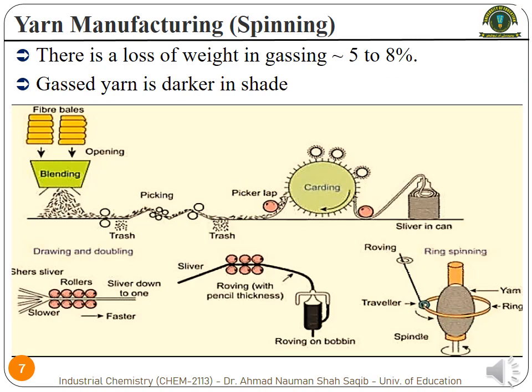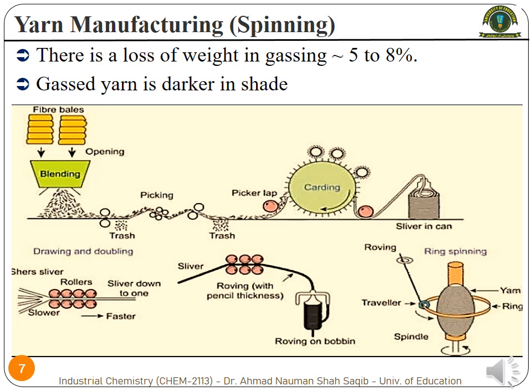Gassing process actually results in some losses of yarn. If we talk about the loss of weight, around 5 to 8% weight loss happens during the gassing process. And normally the gassed yarn is darker in shade after the gassing process.